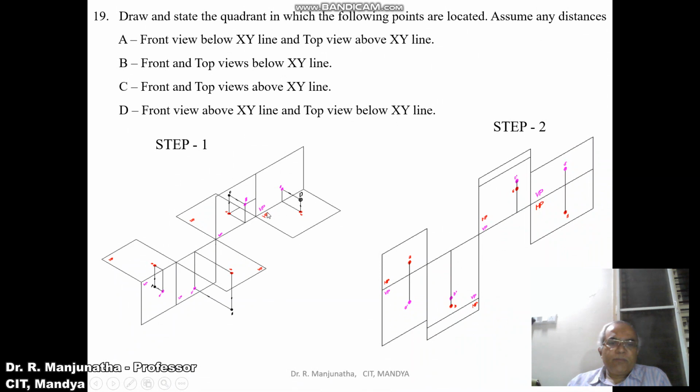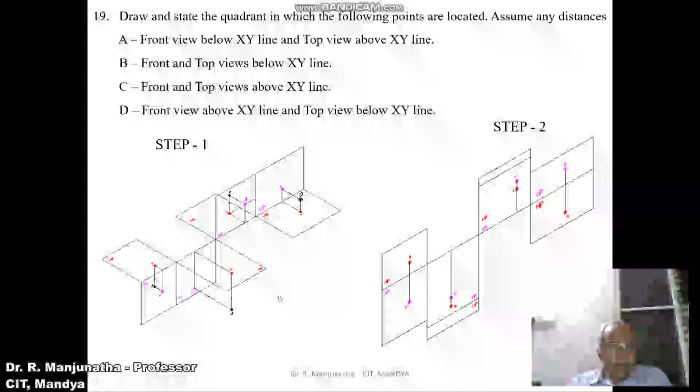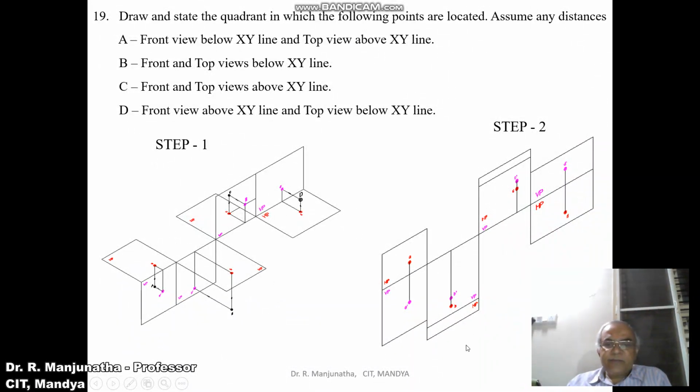This is the XY line, common point. The front view is below XY line, and also in the fourth quadrant you can see the front view is below XY line. But here he says the top view is above XY line. In the fourth quadrant, the top view will come below XY line, because when it is rotated by 90 degrees, the top view will become below XY line. But he says the top view is above XY line, so obviously this has to be in the third quadrant. In the third quadrant, when the top view is rotated, it will become above XY line and the front view will become below XY line.